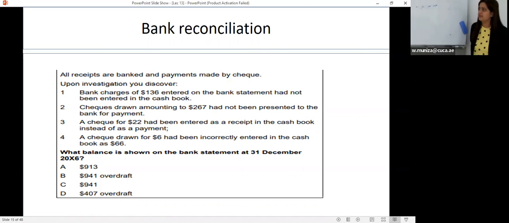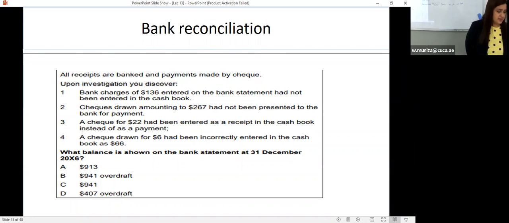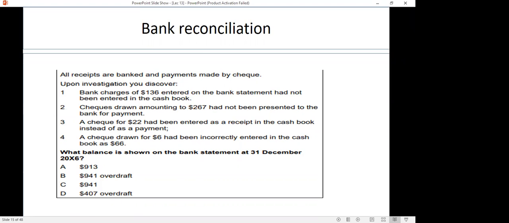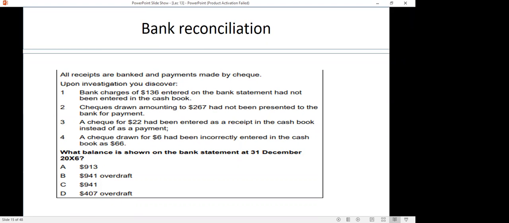Yes, anyone, please. The fourth one, Aisha, Rabia, Mariam, Hizr. A check drawn for 6 had been incorrectly entered in the cash book as 66. Ma'am, on debit side? On debit side, why are we going to write it on the debit side? Because, ma'am, it is incorrectly entered in the cash book.